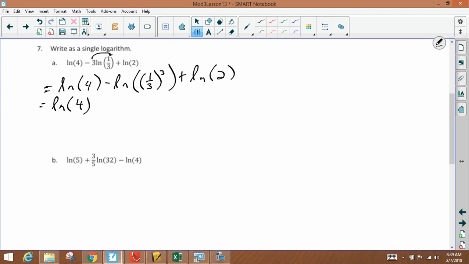Then, I'm just going to go ahead and write that 1/3 to the third power as 1/27, because 3 times 3 times 3 is 27. And now I've got this, and I'm going to write it as a quotient.